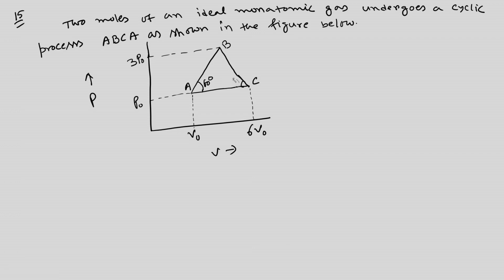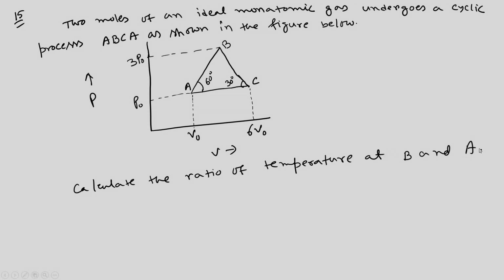So, the problem says 2 moles of an ideal monatomic gas undergoes a cyclic process ABCA as shown in the figure below. And what we need to do? We need to calculate the ratio of temperature at B and A.